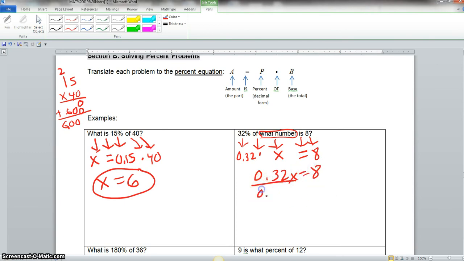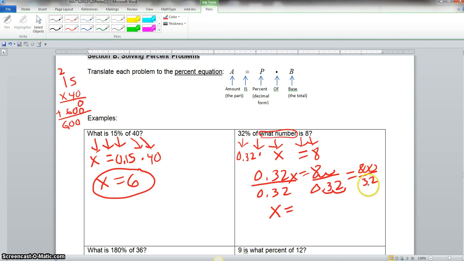We'll divide each side by 0.32. And we will have x is equal to... Now remember, we learned this in previous sections, that when we have a fraction with our denominator having a decimal, we have to move that decimal over until this becomes a whole number. So we have to move it over twice here, and we have to move this decimal twice here. So this will end up being 800 over 32.